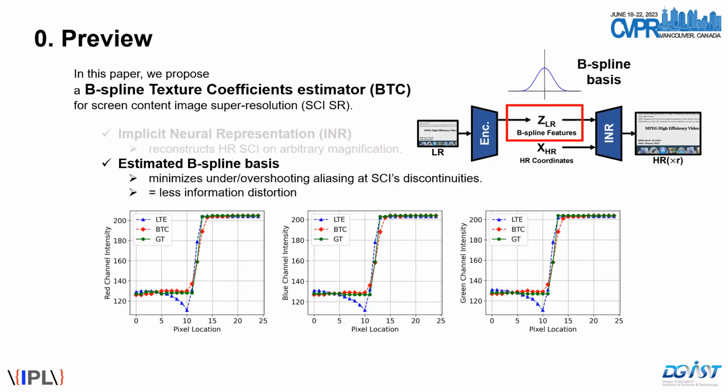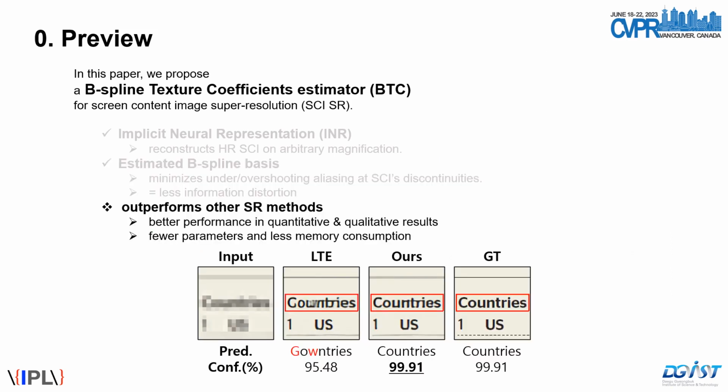neural function. Here, BTC estimates the B-spline features from input image, and the followed implicit neural function utilizes the B-splines to recover high-resolution image. Thanks to the B-spline representation, BTC preserves discontinuities well without under-overshooting aliasing. As a result, our method outperforms other single image super resolution methods.